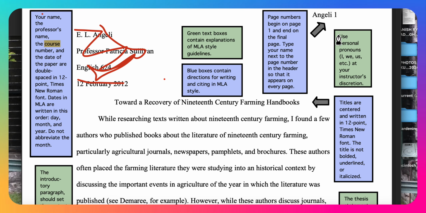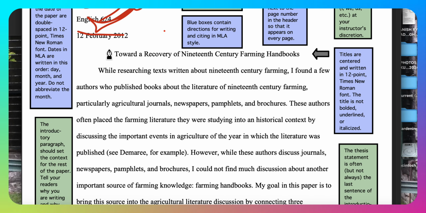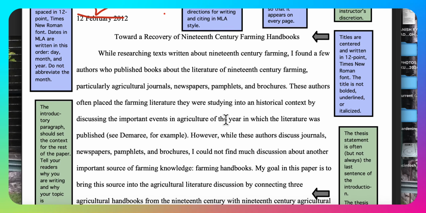You may use personal pronouns: I, we, us. My discretion says for the papers you're writing, it's okay. Always check with an instructor to make sure that's right. Titles are centered, written in 12-point Times New Roman. Titles are not bolded or underlined or italicized.